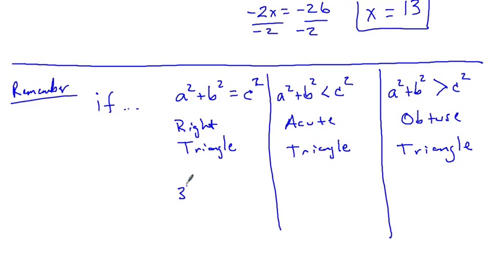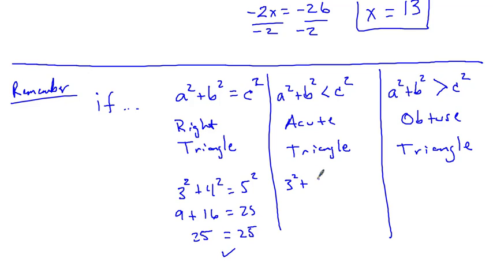Remember, this is like 3 squared plus 4 squared equals 5 squared. So this is 9 plus 16 equals 25. 25 equals 25. So we say that's a right triangle. This would be like 3 squared plus 3 squared equals 5 squared. So 9 plus 9 equals 25. And we get 18 equals 25. And we say, no, 18 does not equal 25. 18 is less than 25. So that makes it an acute triangle.